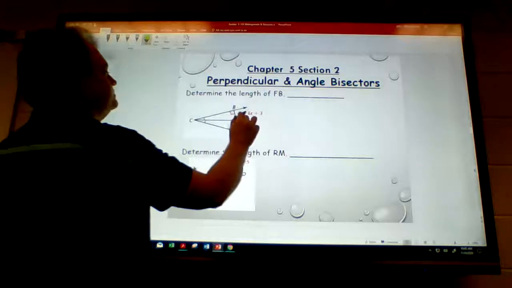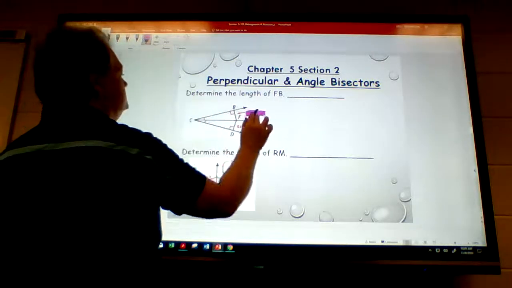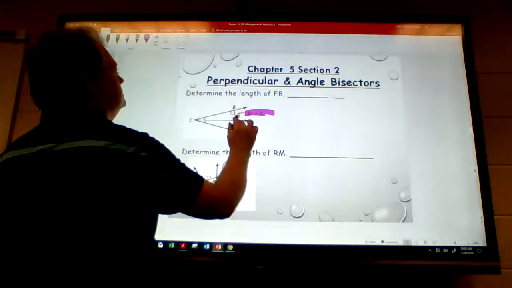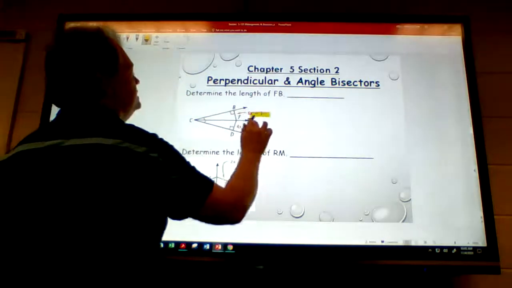Okay, so actually, I don't like that color. So I'm going to change it to something lighter. Let's go yellow. Okay, so I got yellow.